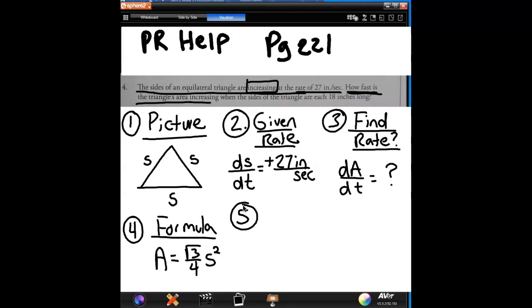The next thing we want to do is find the derivative of that formula with respect to t. So I'll put differentiate the formula. Okay, and so I want to find the derivative of that formula with respect to t.